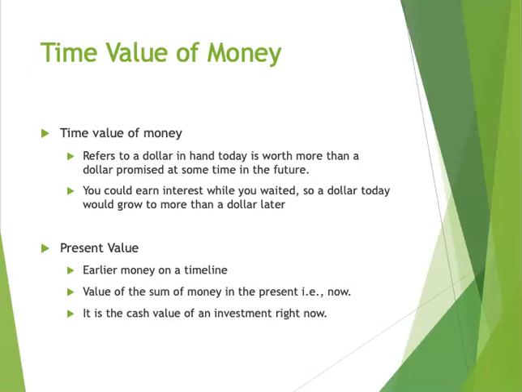So hypothetically, let's say you had $100 right now and you invested that $100 at an interest rate of 12% annually. So in the next month, you would earn a 1% interest rate, which would equate to $1 on that $100 principal. And therefore, your total value would be $101 one month later. So basically, it's explaining that your dollar is worth more today than it is at some point in the future.